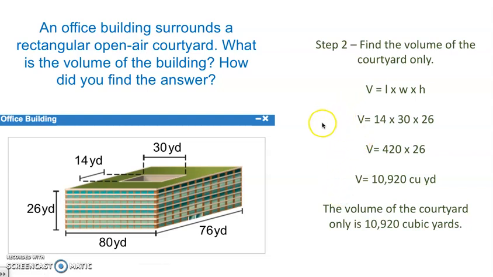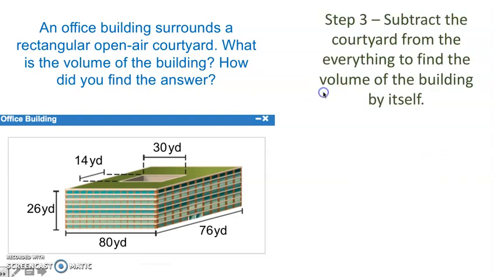So now that I have the volume of everything, the entire space, the building plus the courtyard, and I have the volume of the courtyard by itself, what do you think I need to do to find the volume of the building only? Think about it. I think I'm going to subtract. I'm going to take away the volume of the courtyard from everything else to find the volume of the building by itself.